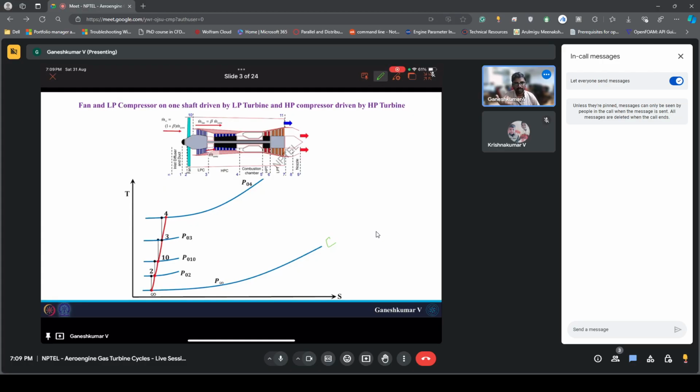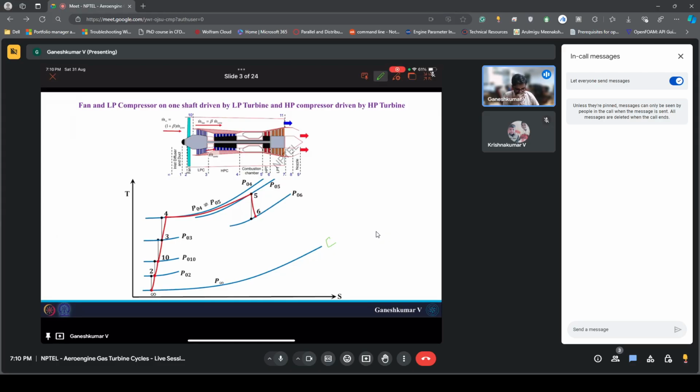High pressure air enters the combustion chamber and fuel gets added. During this process pressure almost remains the same, but there will be a slight pressure loss in the combustion chamber. That's why P04 will not be equal to P05. During this there is a heat addition because of which the temperature rises. That's why T05 is higher than T04.